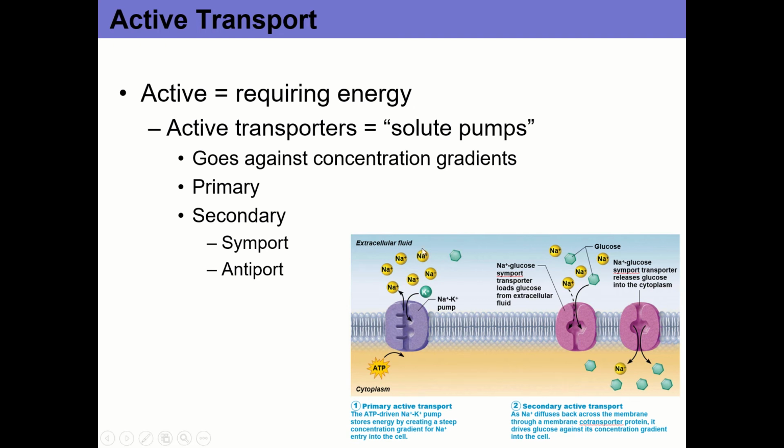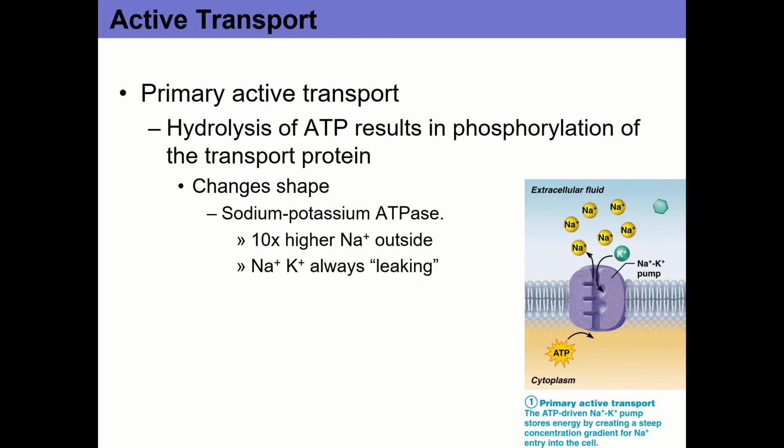And so we can allow sodium to flow back inside of the cell, and then we can use that, it going with its concentration gradient, to drive something else either into or outside of the cell. And so those are what symport and antiport are. I'll explain that in a little bit more detail because the next 2 slides cover both of those things. So here's our primary active transport.